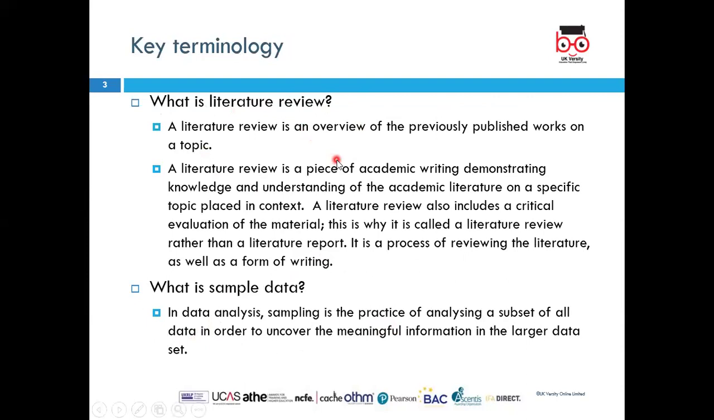So what is a literature review? It's a review of literature in literary terms. So you're actually reviewing stuff before you start writing it up. For any project that you're doing, you need to have a literature review. That means we need to see that you've done your basic bits on understanding what you're going to delve into. So a literature review is an overview of the previously published work on a topic.